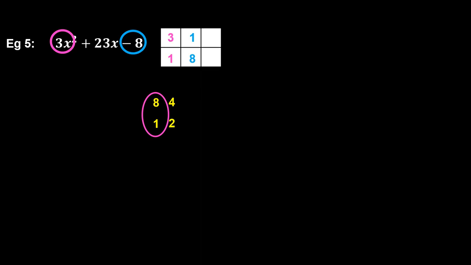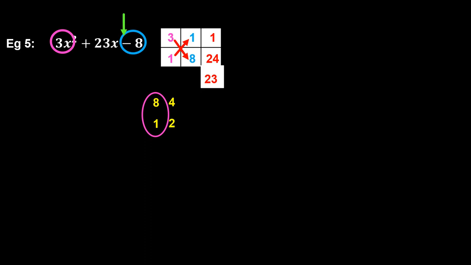Alright, now again, why do I choose 3 on top, 1 underneath? It comes with experience, but you want to end up with 23 in the middle. And 8 times 3 is 24, so it's very close to the middle term, so I want to be able to multiply those two. But if you don't get it right the first time, you'll just switch the numbers around and you'll eventually find the right combination. So 3 times 8 is 24, and 1 times 1 is 1. Now because of that negative, I want to subtract the numbers to end up with 23.